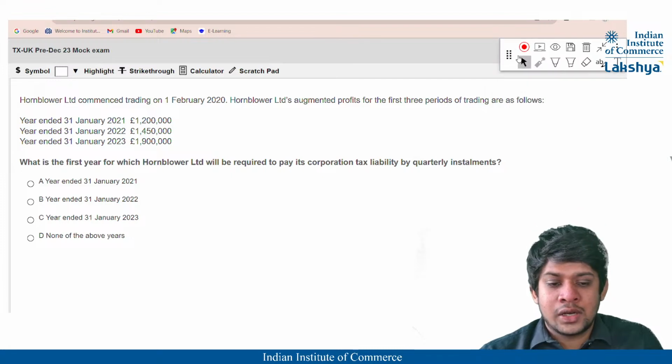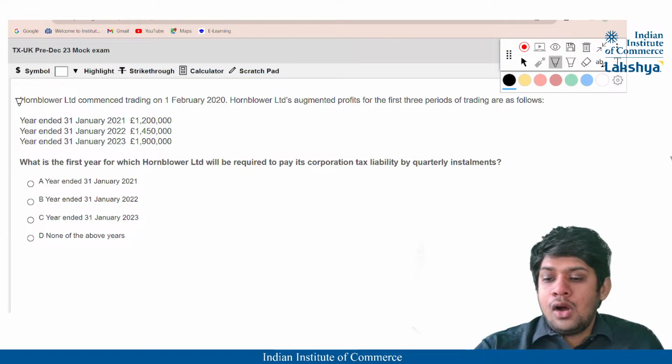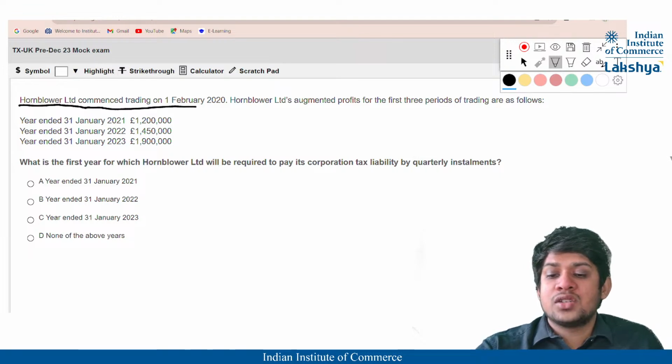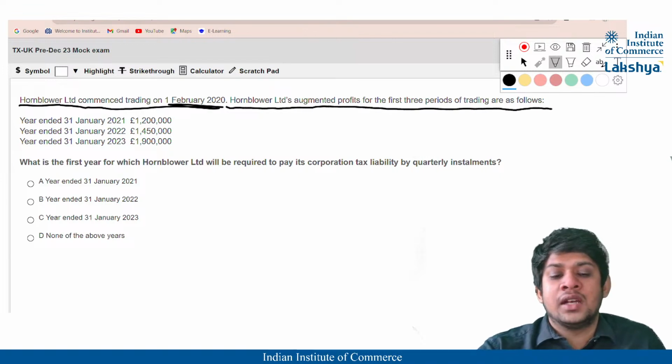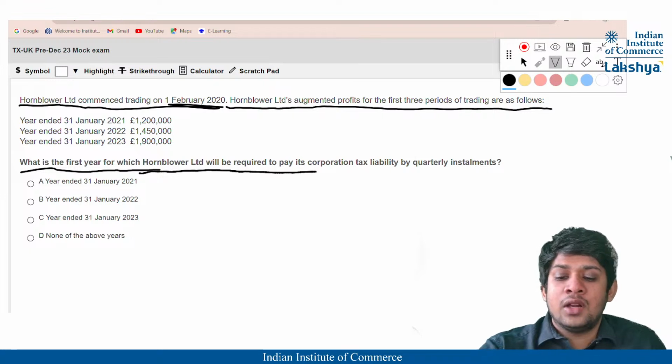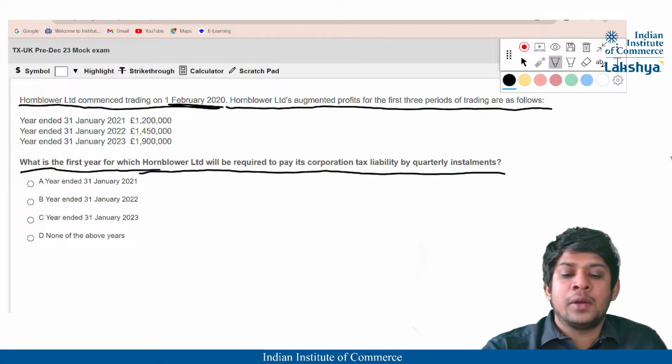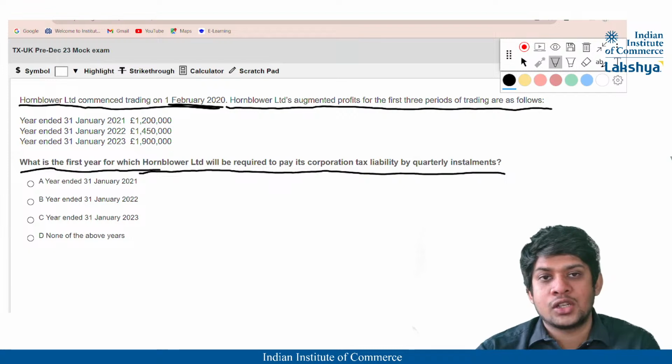Okay guys, let us look at this scenario now. Hornblower Limited commenced trading on 1st February 2020. Hornblower Limited's augmented profits for the first three periods are as follows. Now, what is the first year for which Hornblower Limited will be required to pay its corporation tax liability by quarterly installments?